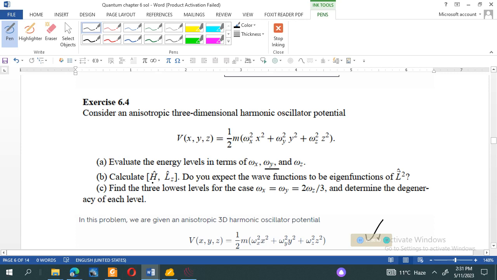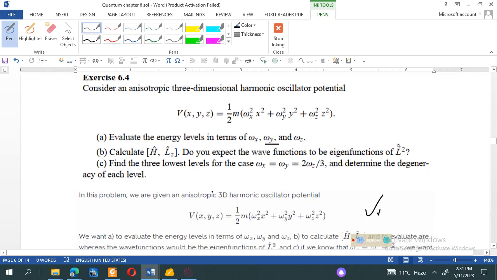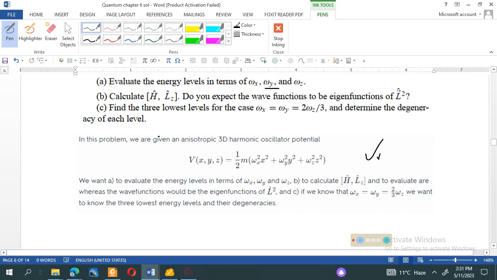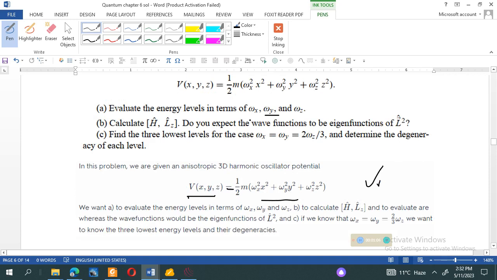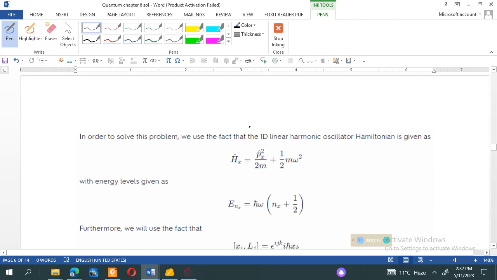And second, calculate the commutator of H and Lz. Do you expect the wave function to be an eigenfunction of L squared? And the third question is this. In this problem, we are given an isotropic three-dimensional harmonic oscillator, for which the potential is equal to m over 2 omega squared and so on. The first thing is to evaluate the energy levels in terms of omega x, omega y, and omega z.